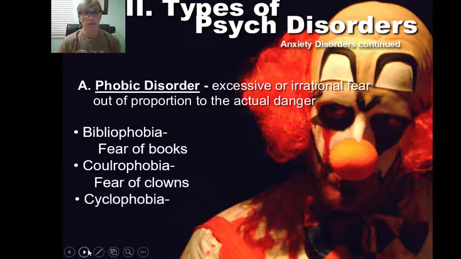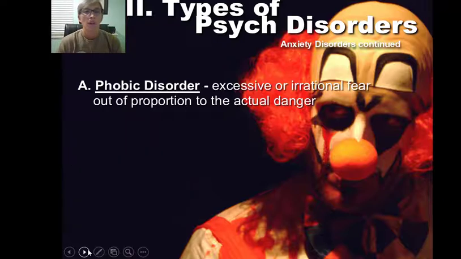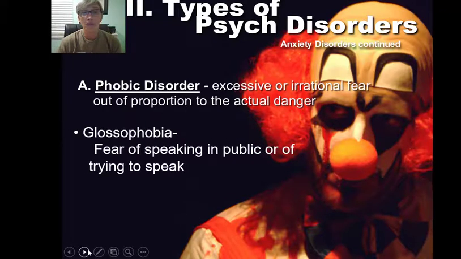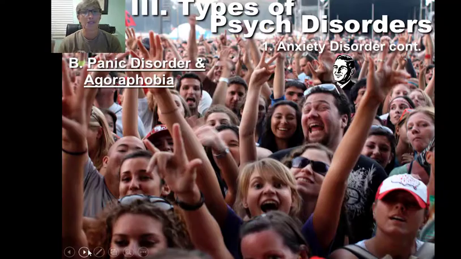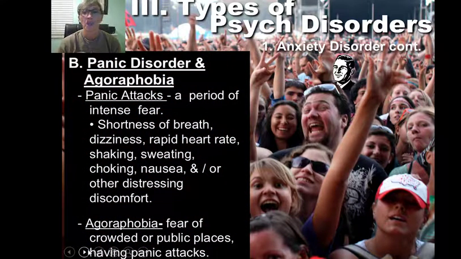Coulrophobia is the fear of clowns, which, you know, I hear a lot of people say they have that. Cyclophobia is fear of bicycles, awful too. Ergophobia, fear of work. Glossophobia, fear of speaking in public, just to name a few phobias. So that was a pretty extensive list of phobias. Okay, so anxiety disorders include phobias. They also include panic disorders and agoraphobia.